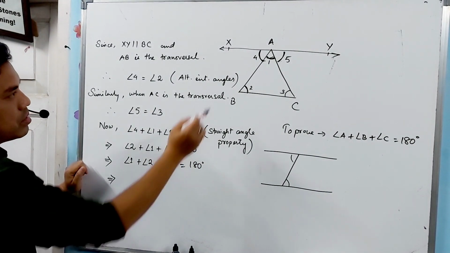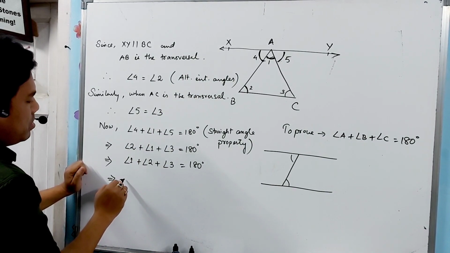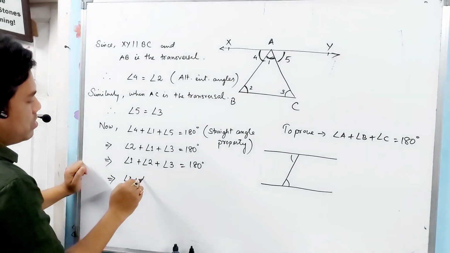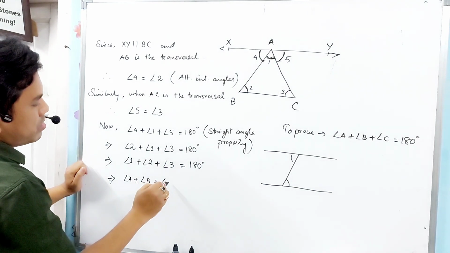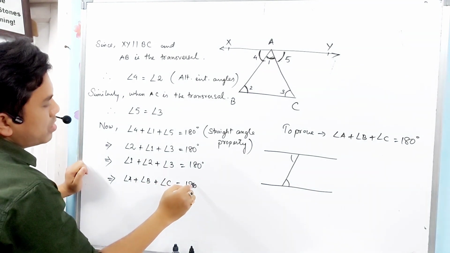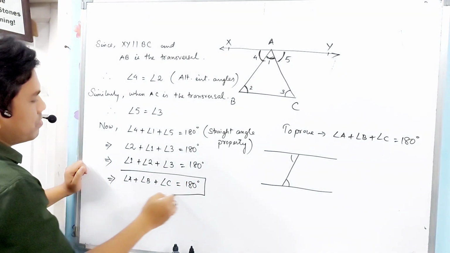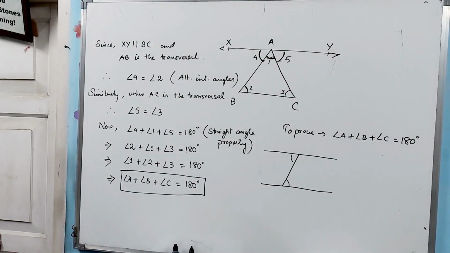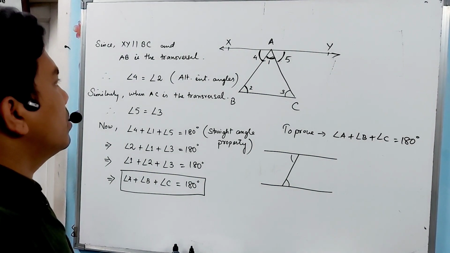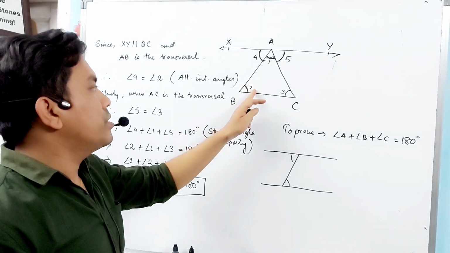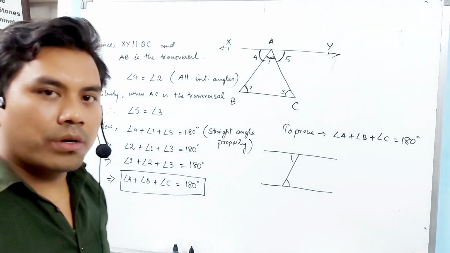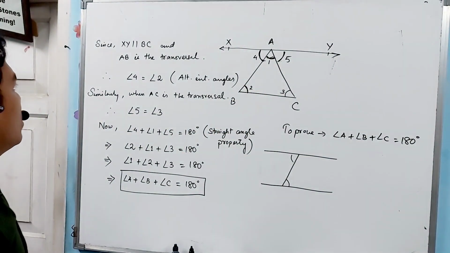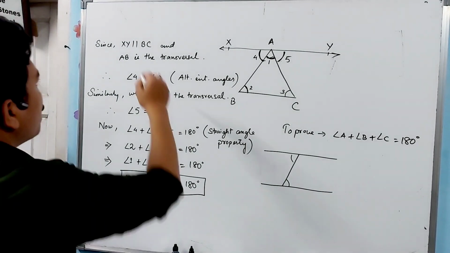So angle 1 is represented here as A, angle 2 as B, and angle 3 as C, equal to 180 degrees. So in that way we have proved that the sum of three angles of a triangle is 180 degrees. It's very simple. Now the starting part you write by yourself.